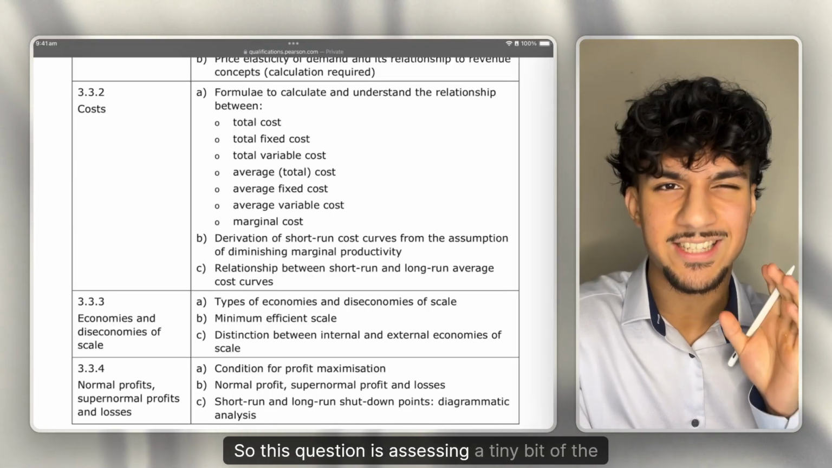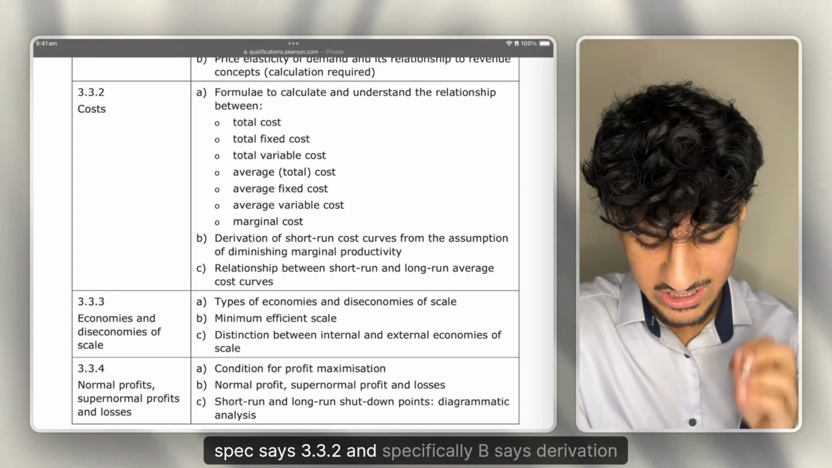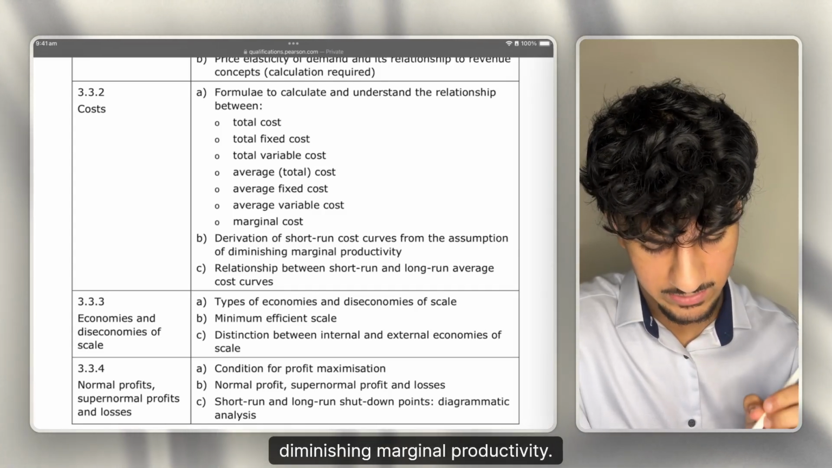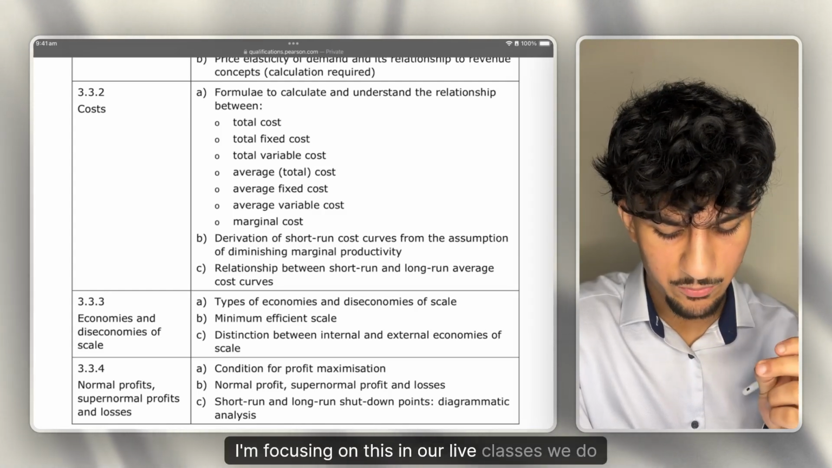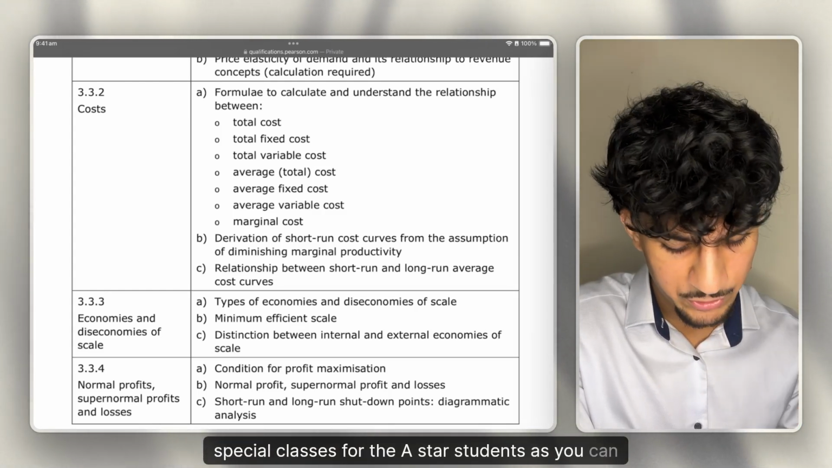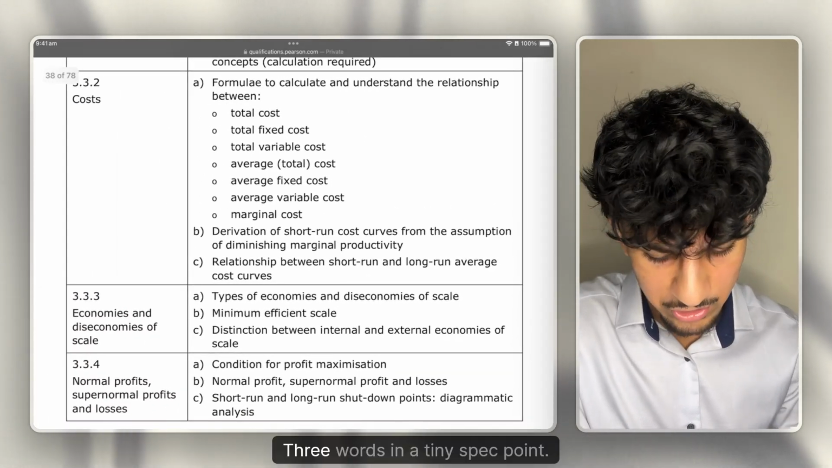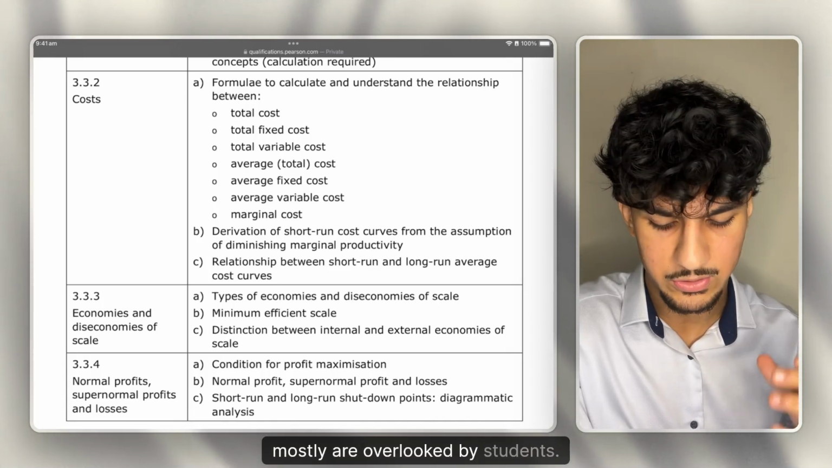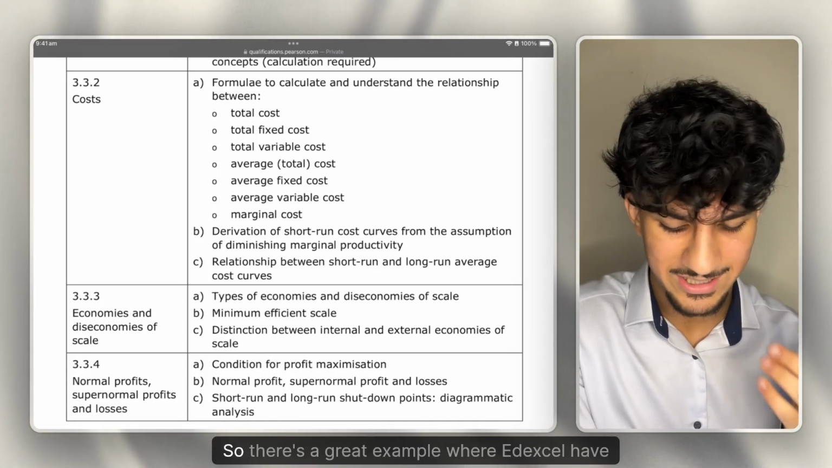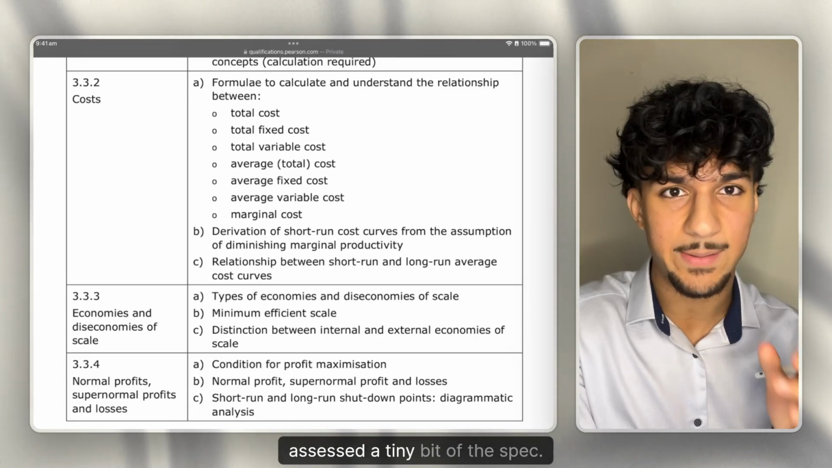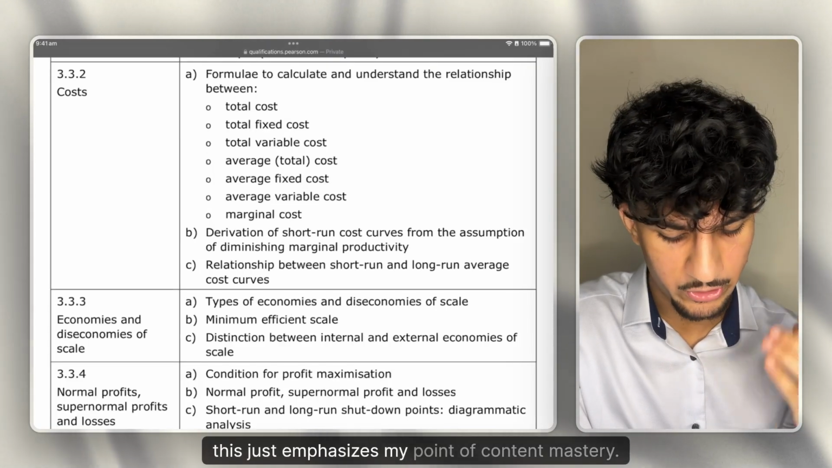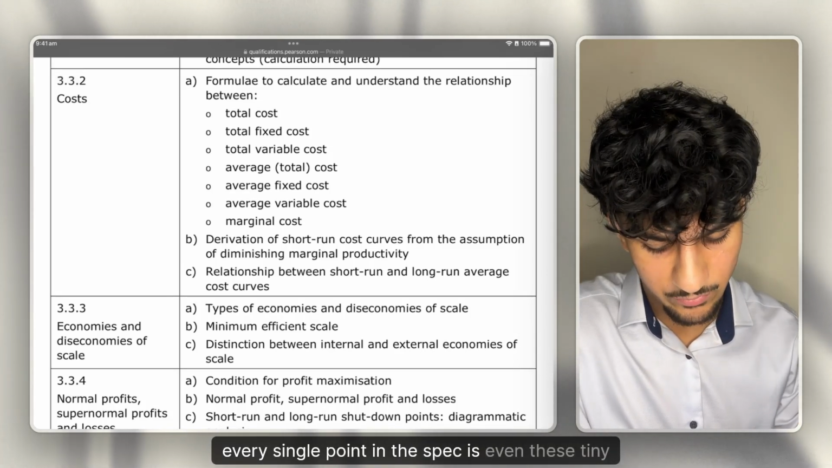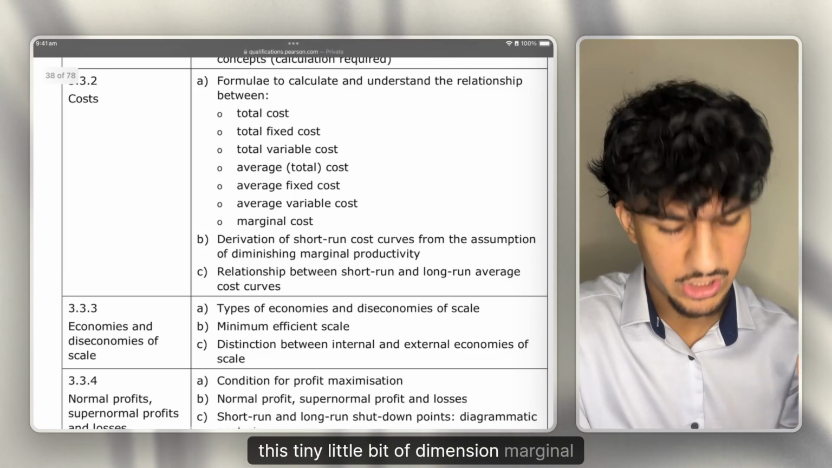So this question is assessing a tiny bit of the spec. It says 3.3.2 and specifically B: derivation of short-run cost curves from the assumption of diminishing marginal productivity. The reason I'm focusing on this is that in our live classes we do special classes for the A-star students, as you can literally be assessed on a tiny spec point, 3 words in a tiny spec point. So we make sure all these tiny bits of the spec, which are mostly overlooked by students, are covered and students are fully clued up on them. It's a great example where Edexcel have assessed a tiny bit of the spec, and again this emphasizes my point of content mastery. You need to have the spec on lock, know every single point in it, even these tiny little words, this tiny little bit of diminishing marginal productivity.